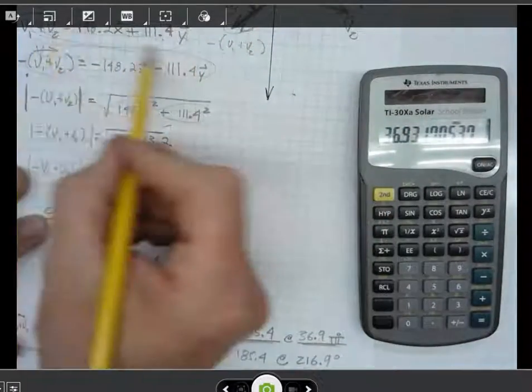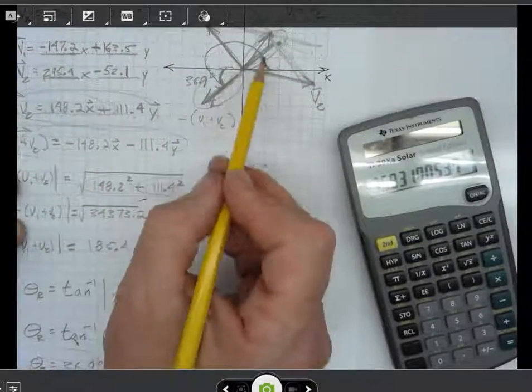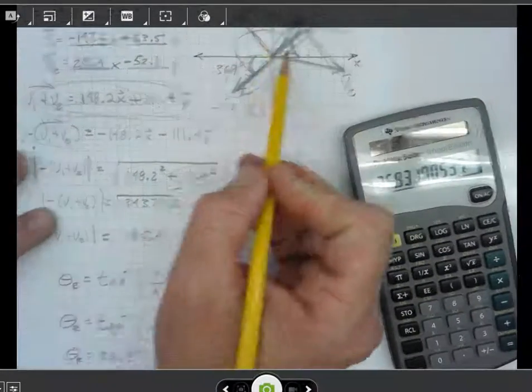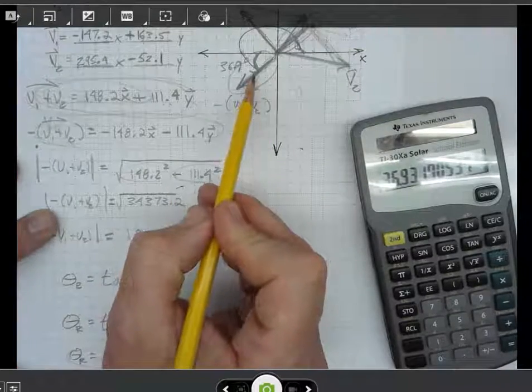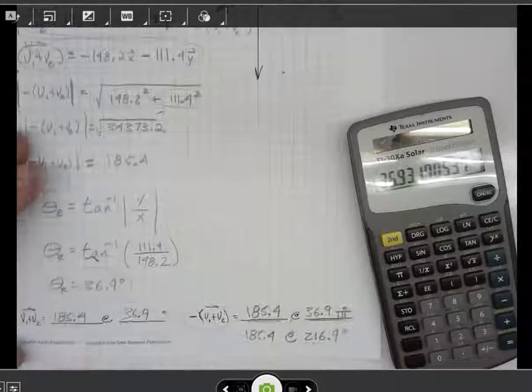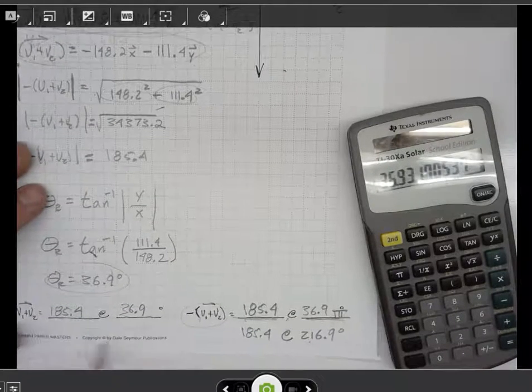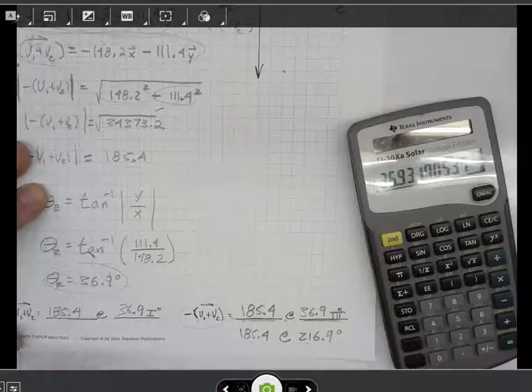So we're talking about this vector, the sum of the two, which would be in this region. The opposite of the sum is down here. And so here are our two answers. There is no other way to write this, because if you write 36.9, you don't write anything else. It's assumed that it is in the first quadrant, which is right here.